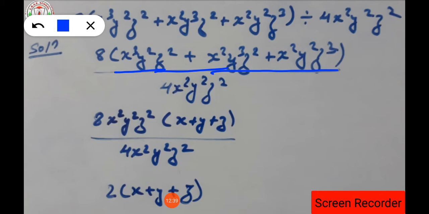Okay, we will take common. So here x is present everywhere, x cube is present, x square is present, x square is present. So can we take x square as a common? Yes, of course we can take x square as a common. In the same way y square, then in the second term y cube is there, in the third term y square is there, isn't it? We can again take it as a common.